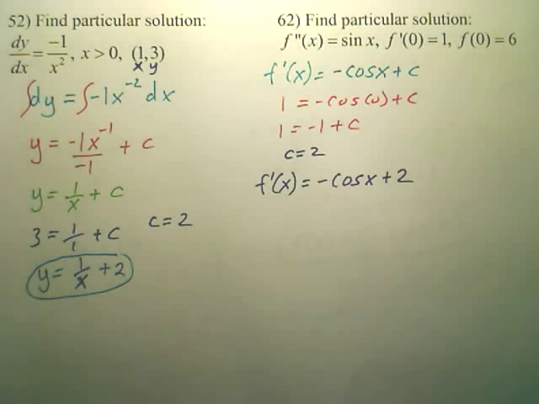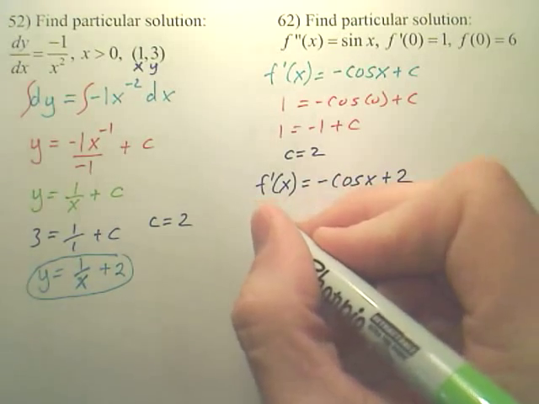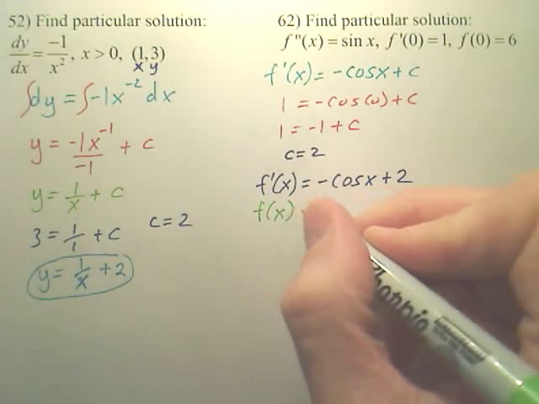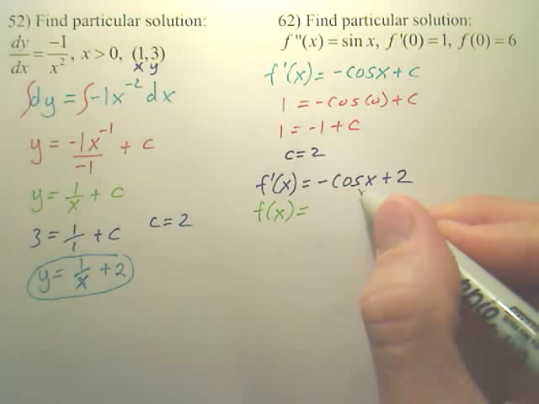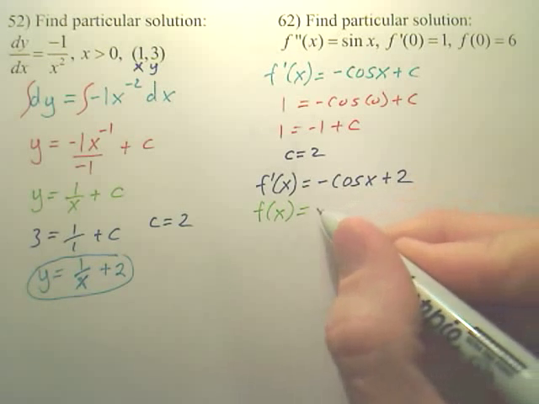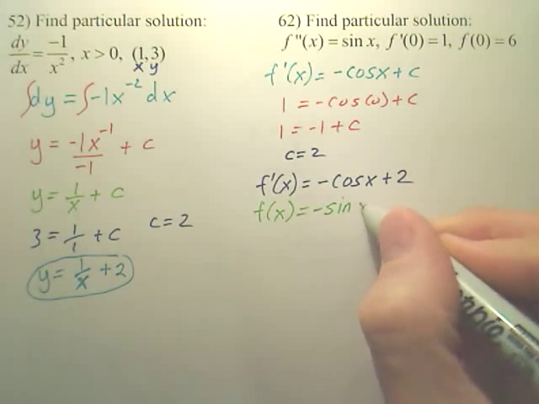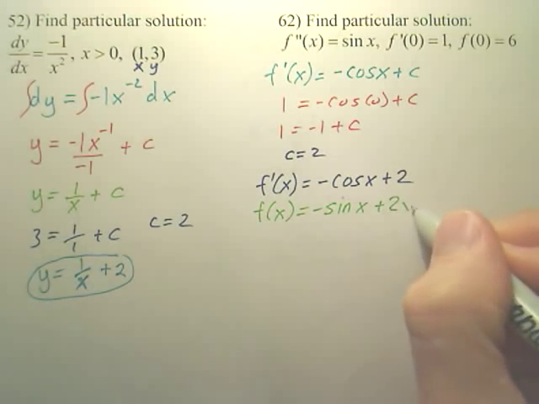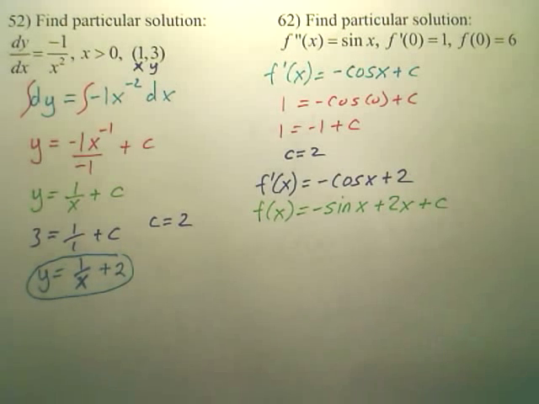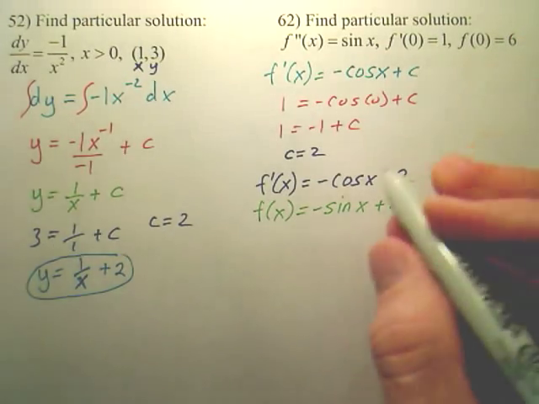To find the original function, when we integrate this, we get f of x. The integral of cosine is sine, correct? So this would be negative sine x plus 2x plus c. That's right? Hopefully? Yeah. Now we plug in (0, 6).